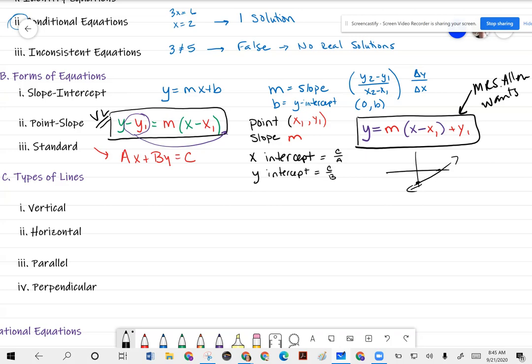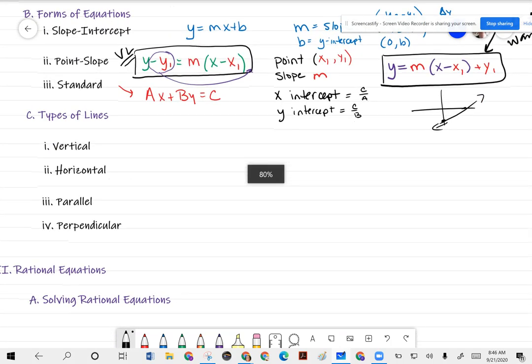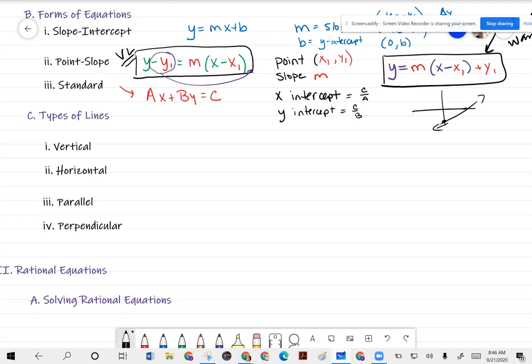Okay. All right, so now let's talk about types of lines. And these usually give you the most trouble because we don't deal with them very often. So let's take a look at the characteristics of vertical lines. So if I have a vertical line, that means it's going to be going up and down. The equation is going to be x equals whatever number it is crossing that x-axis. And the slope is going to be undefined.